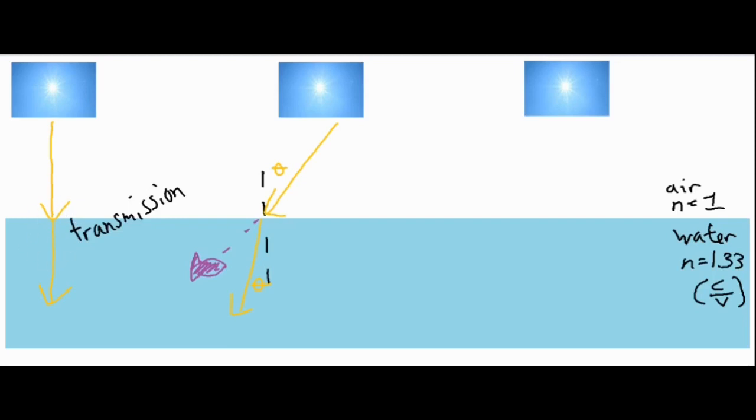All right, so those are a couple of things that can happen. Secondly, when that light strikes the surface, we also have some reflection as well.